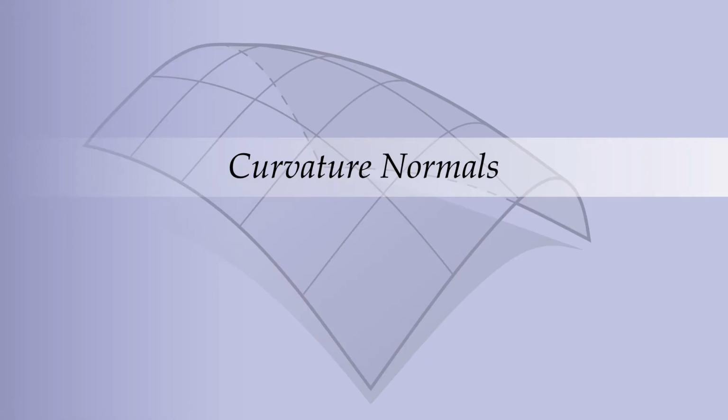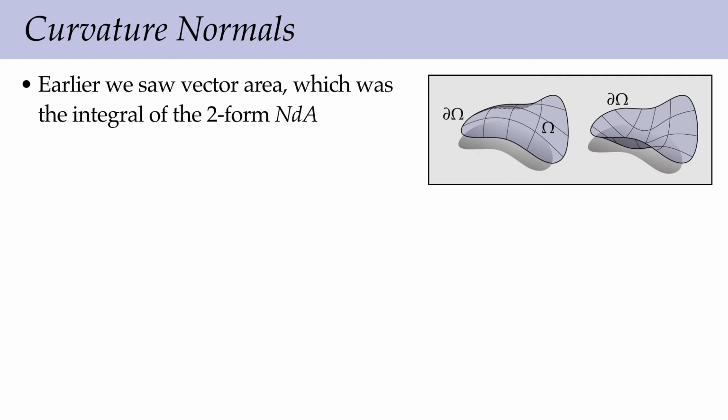Okay, so let's move on from Gaussian curvature and look at some of these other curvature quantities that we can associate with a surface. And one that we saw that was pretty cool was this vector area, which we motivated by saying we want to get an average, or sort of total normal, over some surface patch. And the neat thing we saw is that this average normal really depends only on the shape of the boundary of the surface and not anything that's going on inside.